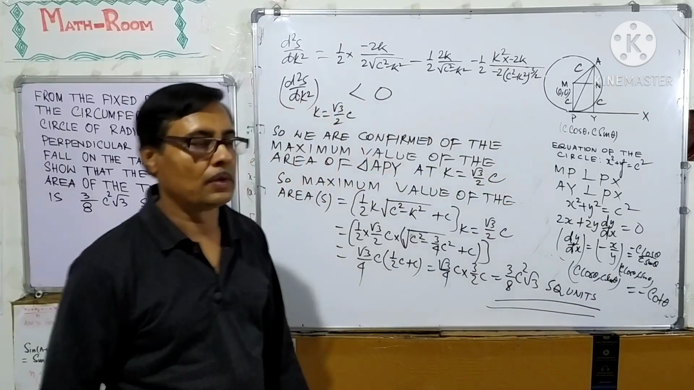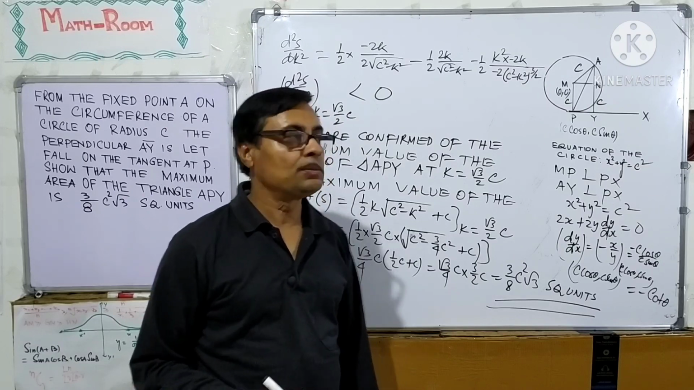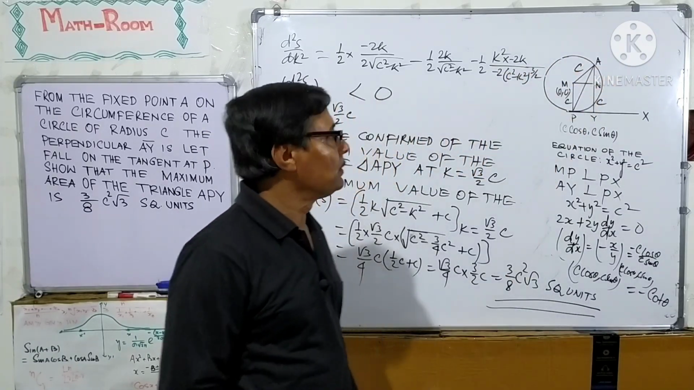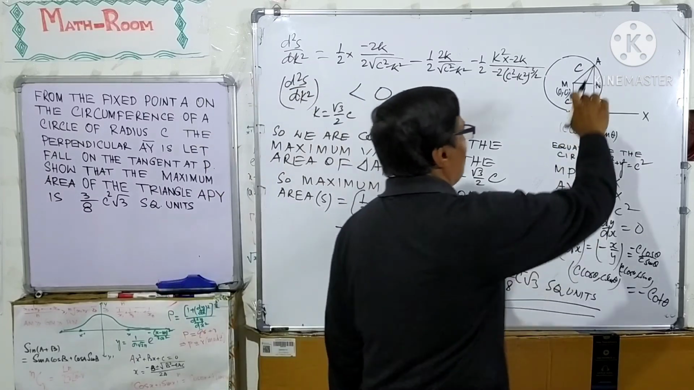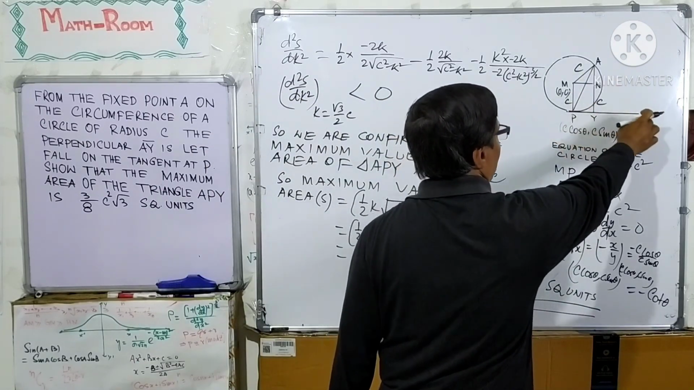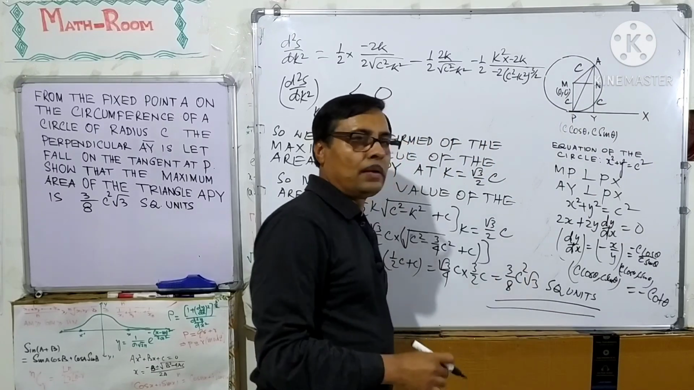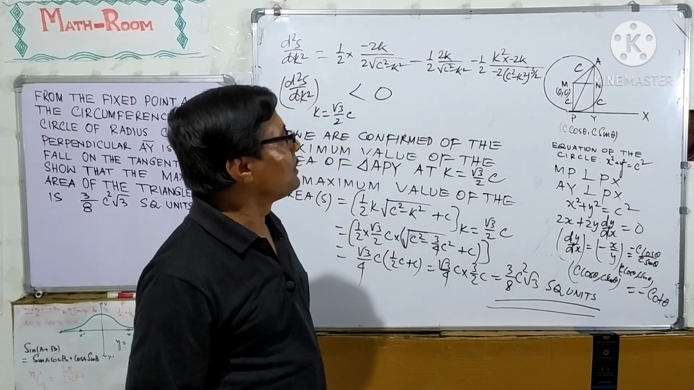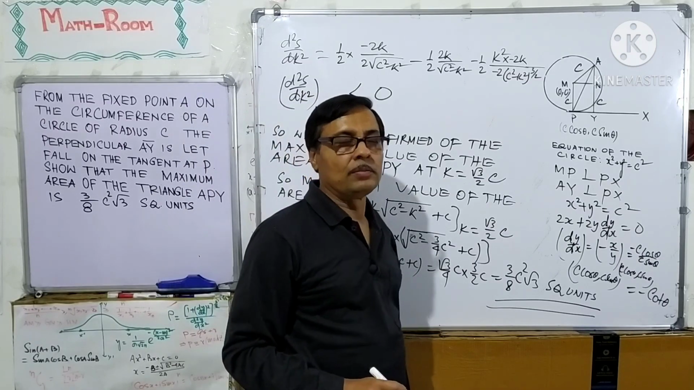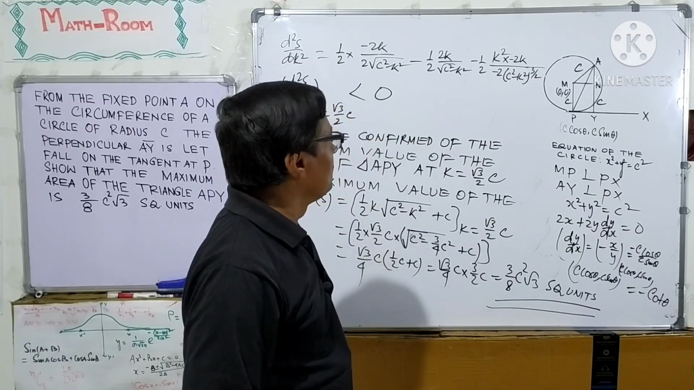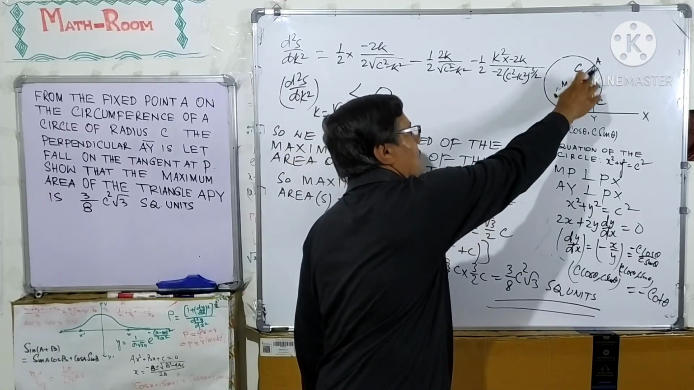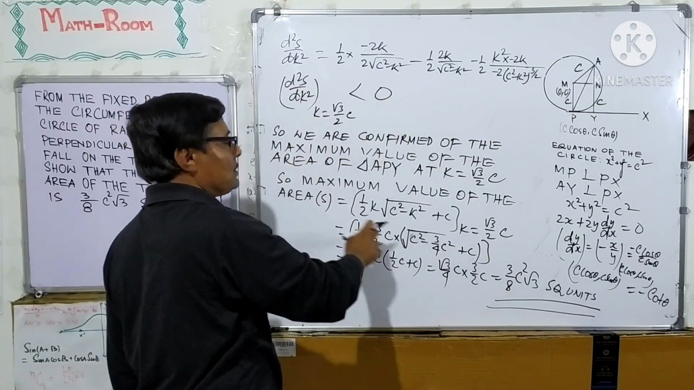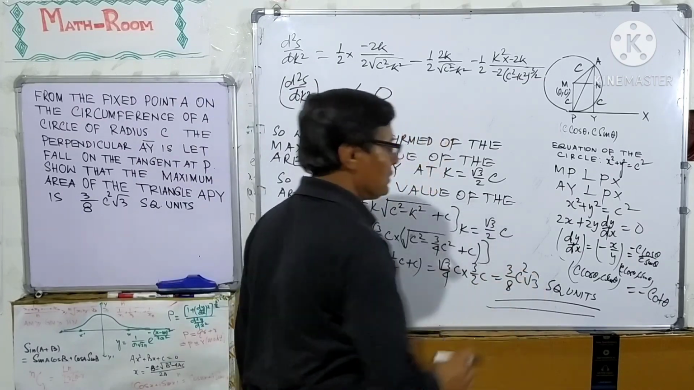Thus, we have found out the maximum value of the area of the triangle APY, which is formed by the perpendicular AY, tangent PX and the line AP. This is the triangle. We have to maximize the area of this triangle, and we have also maximized the area of this triangle, and the maximum value of the area of this triangle is 3 root 3 over 8 c square.